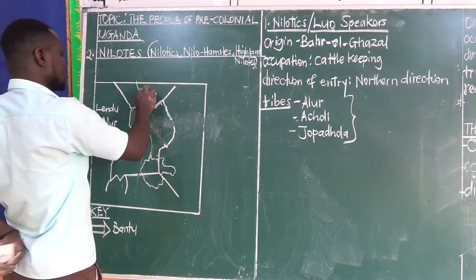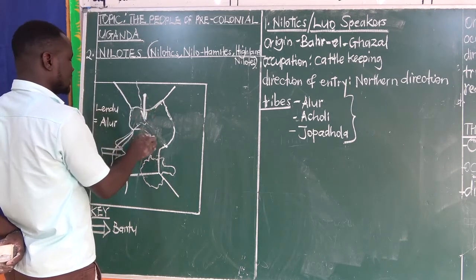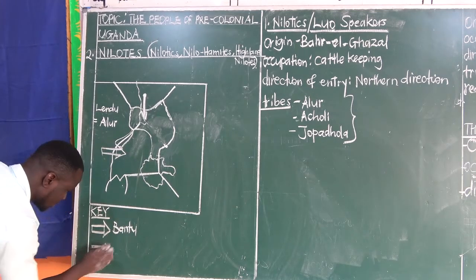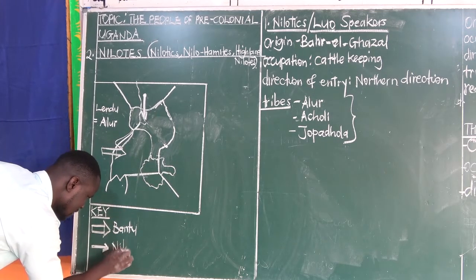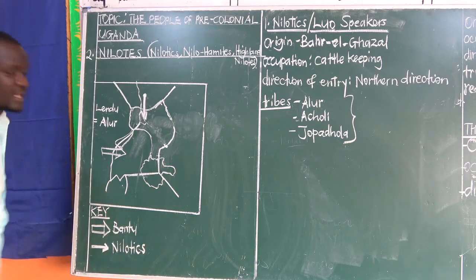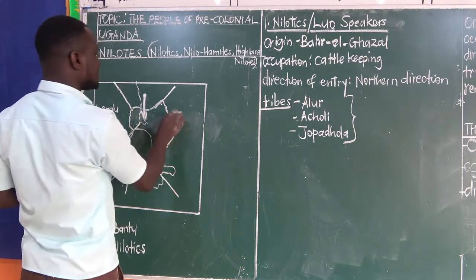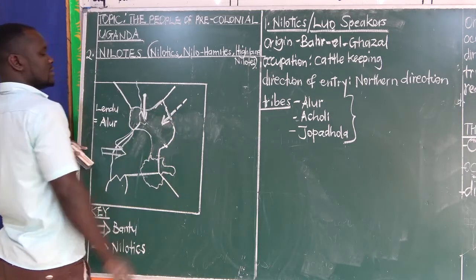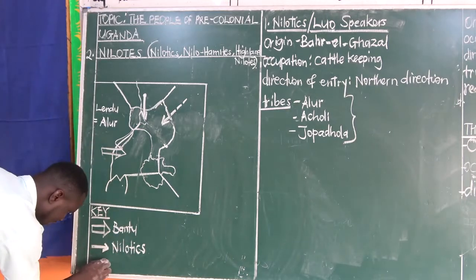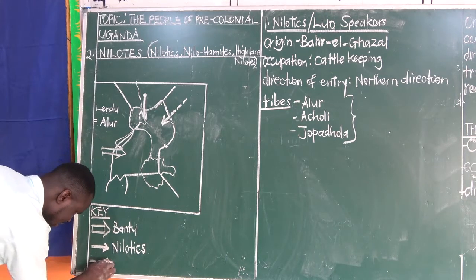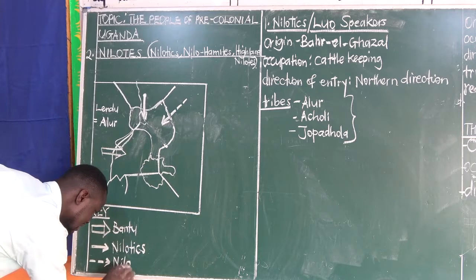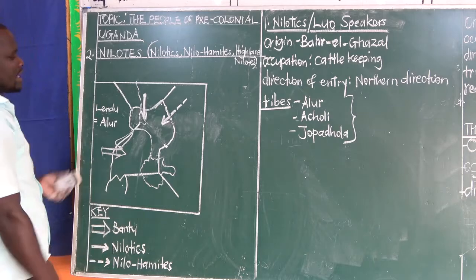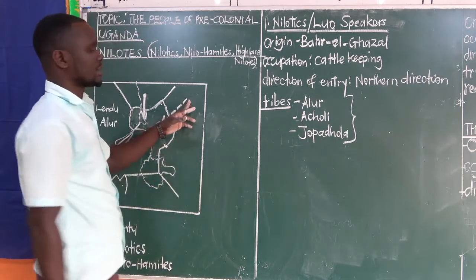Now we have also had this, that we are saying it entered through the northern direction. So we have this kind of an arrow which shows Nilotics. We are going to look at another group that was the one that entered through this direction. We can show it like this. This is the group that we call Nilohamites. So in our key, we shall have it like this, and we shall say those were Nilohamites. Nilohamites, the origin, Ethiopia.